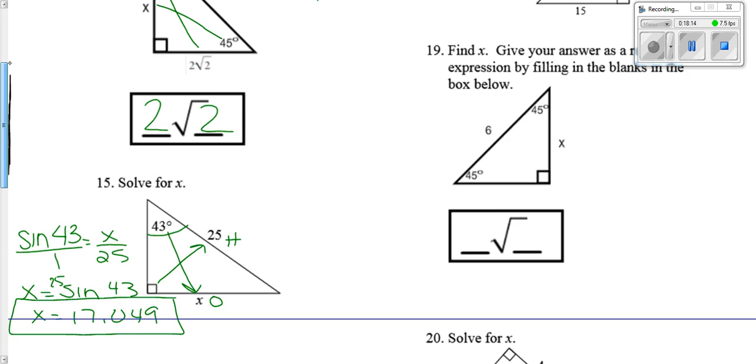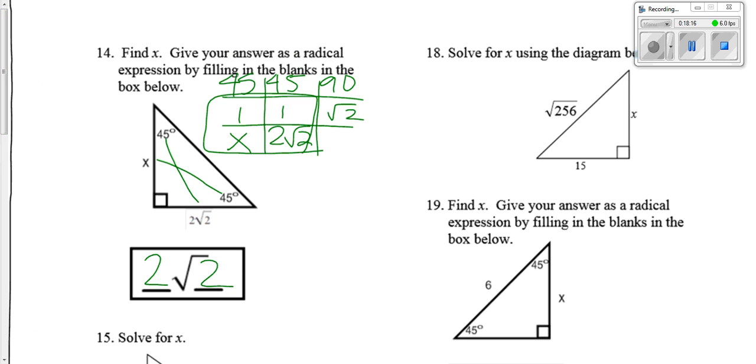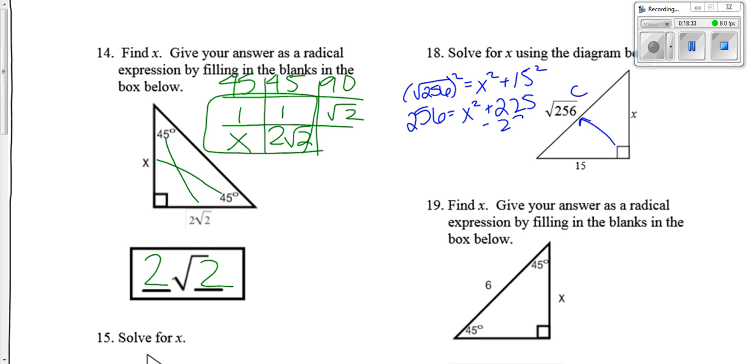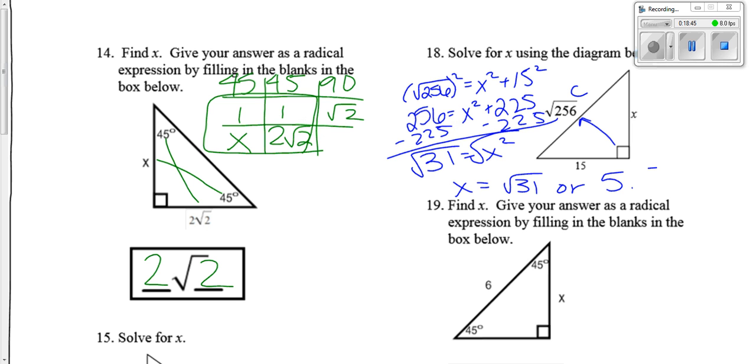Number 18, I need to use Pythagorean theorem. This time I have my c. So the square root of 256 squared equals x squared plus 15 squared. So 256 equals x squared plus 225. Subtract. Square root both sides. X is the square root of 31, or 5.567.